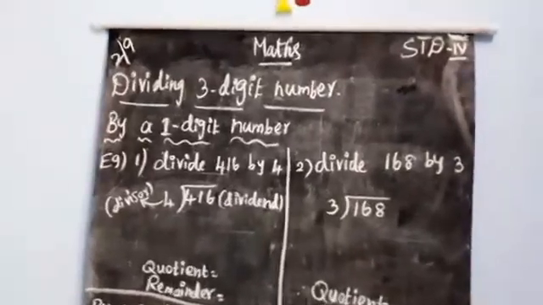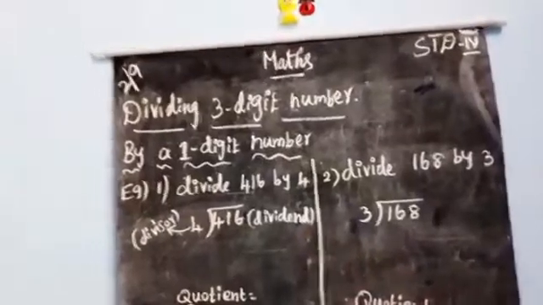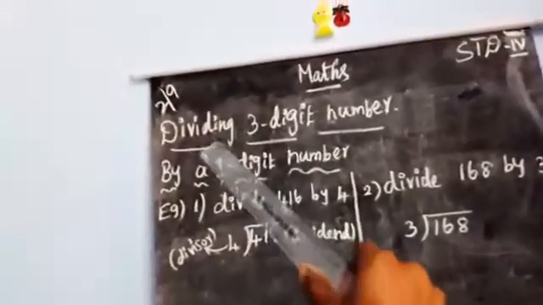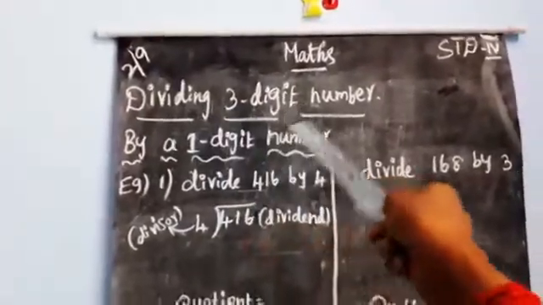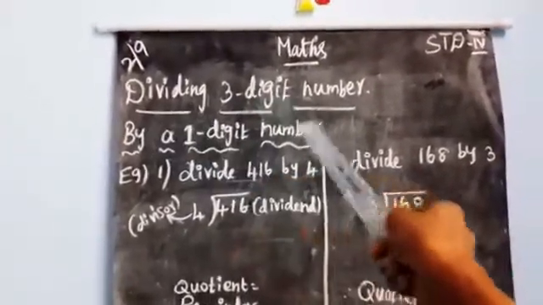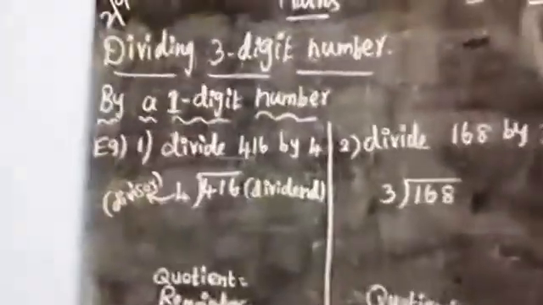Students, today we are going to the next section, division. In the previous class we studied multiplication. Today we are going to study division: dividing a three-digit number by a one-digit number. Look at the example.